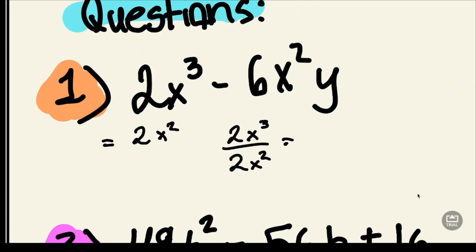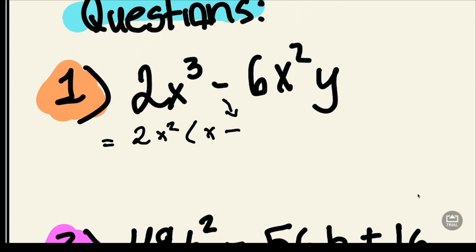So 2x cubed over 2x squared equals, if we do that, 2 and 2 cancel out to give you 1. 1 times anything is just itself, so we don't have to write 1. And then using exponent laws, 3 minus 2, because when there's division, you have to subtract exponents, gives you x to the power of 1, or just x. So what's left over after dividing 2x cubed by 2x squared is x, right? And then we carry the subtraction sign down, and we're going to get just the minus.